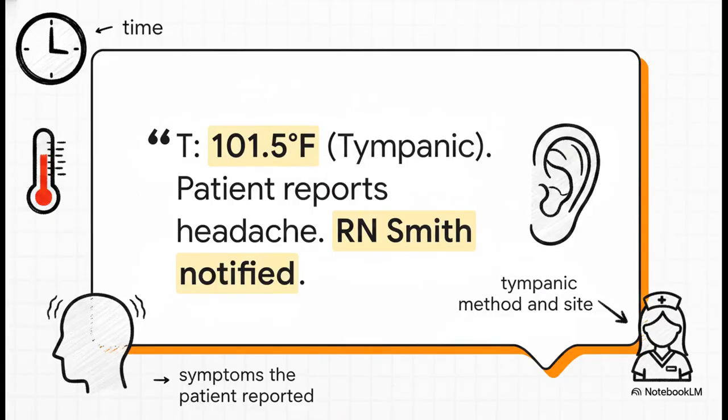And what does good documentation look like? It's something like this. You got the time, 0830, the temperature, 101.5 degrees Fahrenheit, and you specify how you took it. Tympanic, right ear. You also add what the patient told you, patient reports headache, and crucially, you close the loop. RN Smith notified. See how that paints a complete picture?